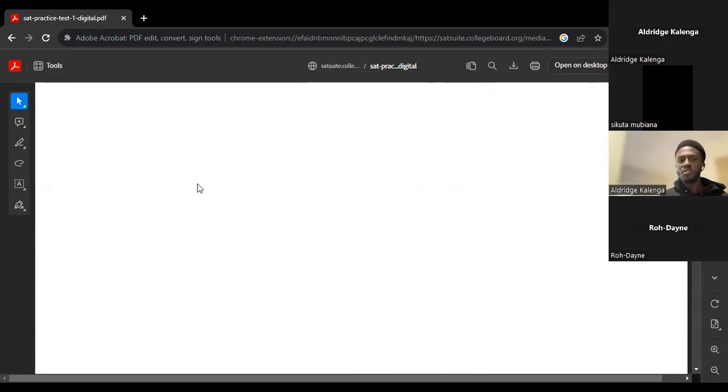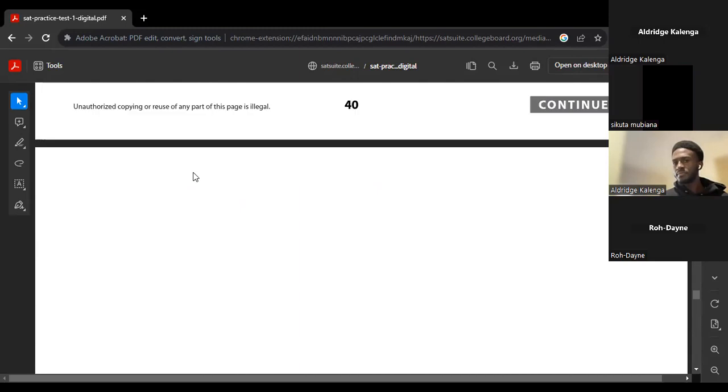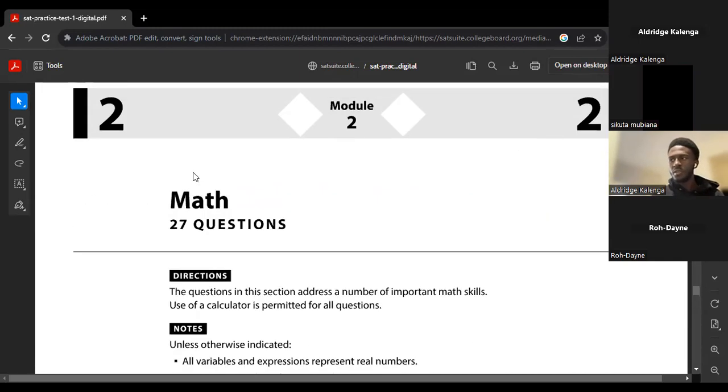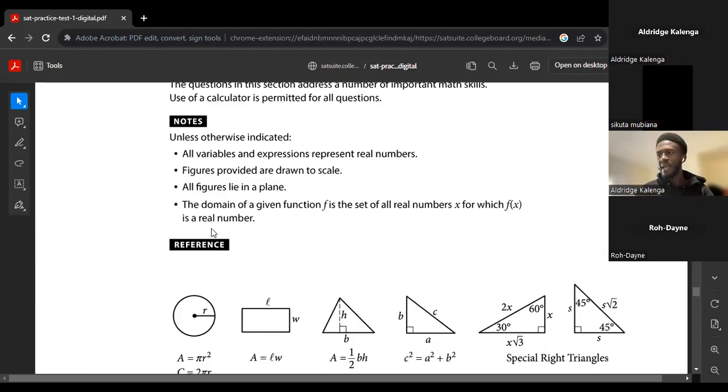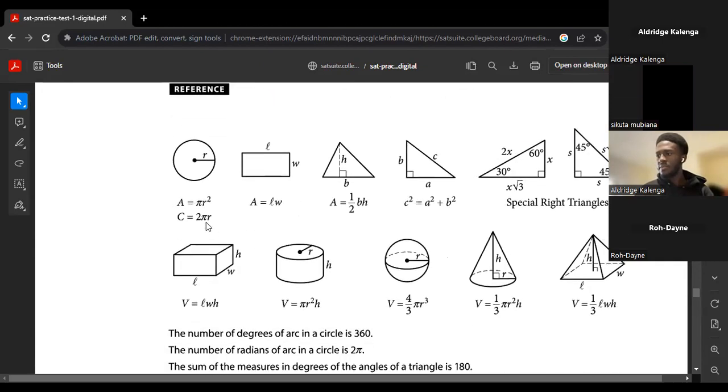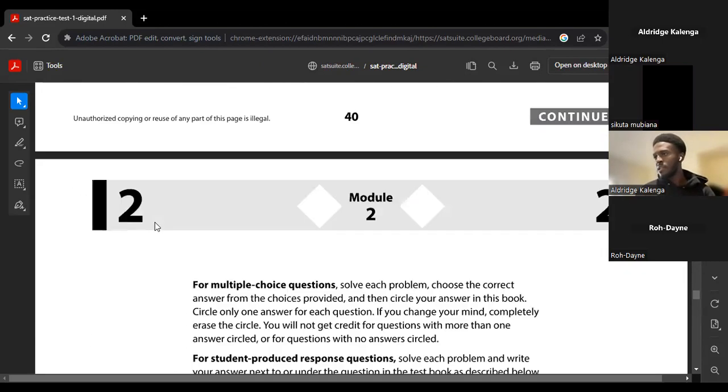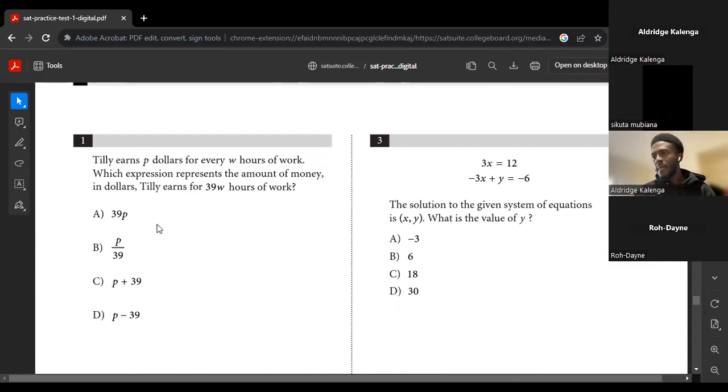We did module one the last time I was here. So today we're going to do module two of math. We have our formula here and everything. I'm going to begin. We'll try to make this as quick as possible, but also as informative as possible.